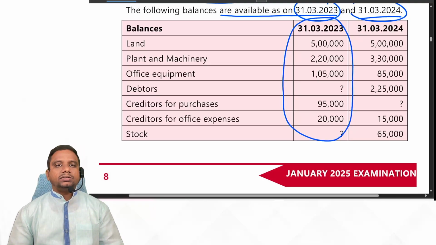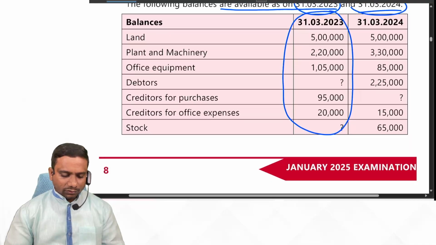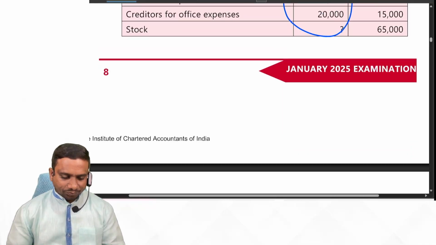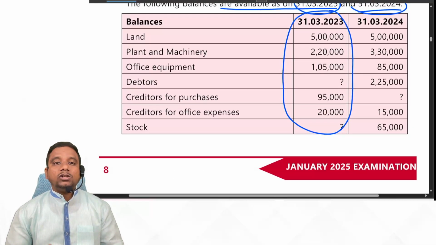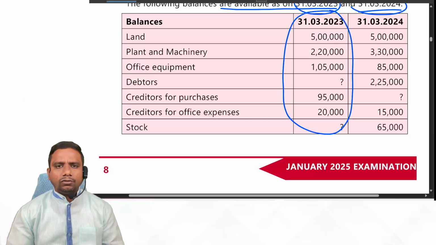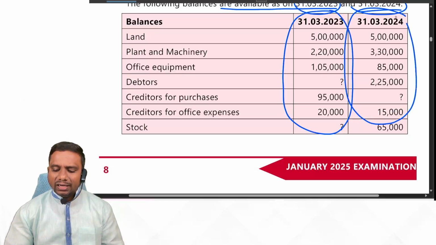assets and liabilities, with this you can prepare the opening balance sheet. Opening balance sheet to know the opening capital, not fund, opening capital. Yes or no? And whatever assets and liabilities we have at the end, show them on the closing balance sheet. Yes or no, students?